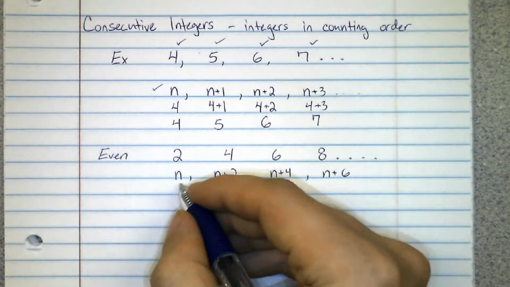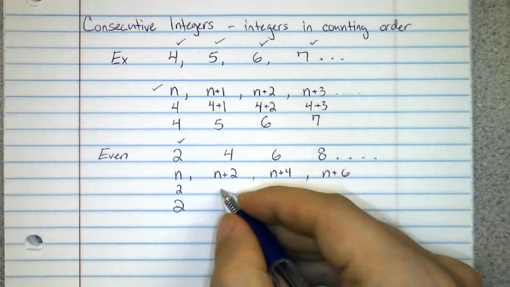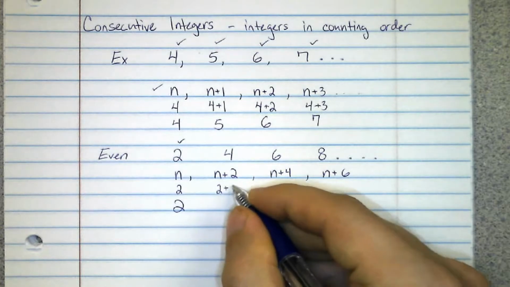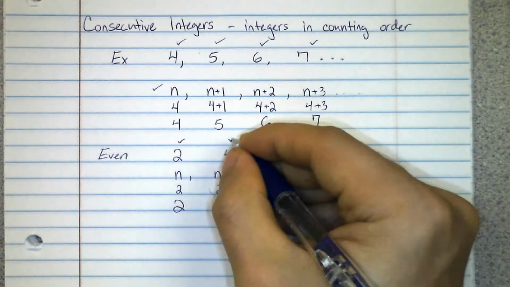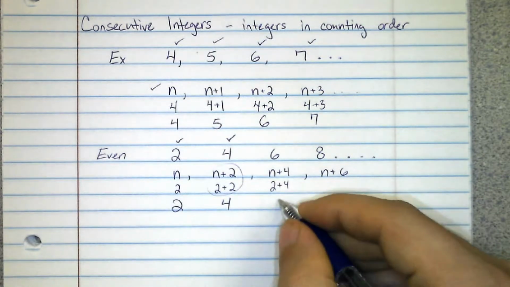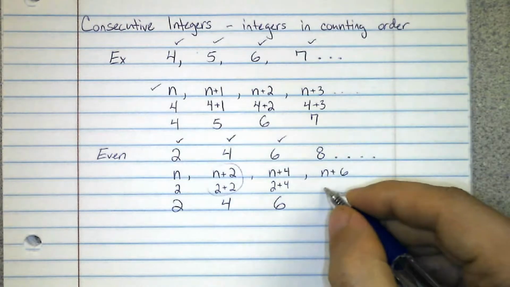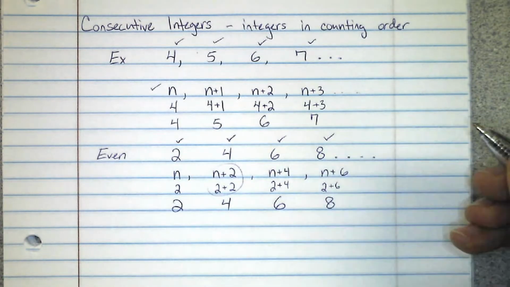Let's test it out. If n equaled 2, this would be 2. It checks out. If n equals 2, 2 plus 2 equals 4, it checks out. If n equaled 2 here, 2 plus 4 is 6. And if n equaled 2 here, 2 plus 6 equals 8.